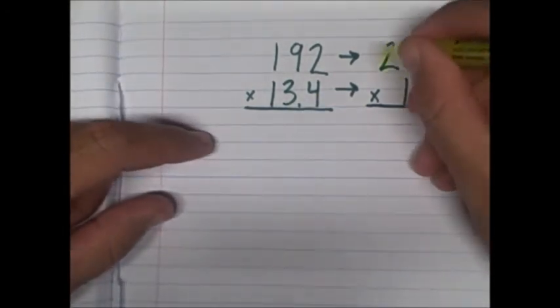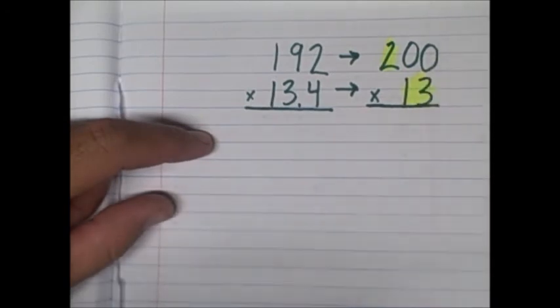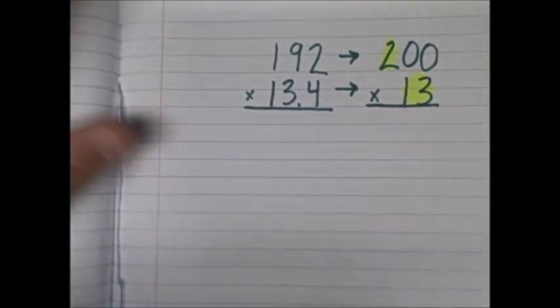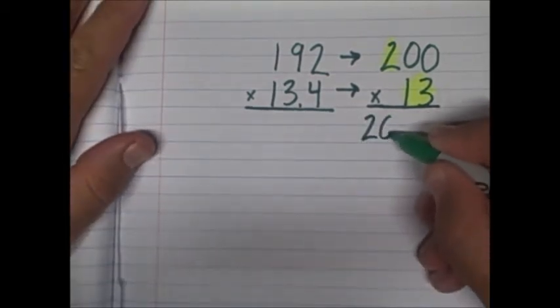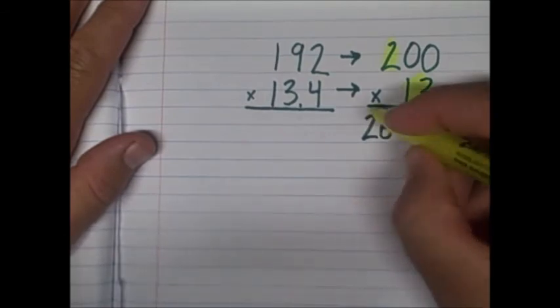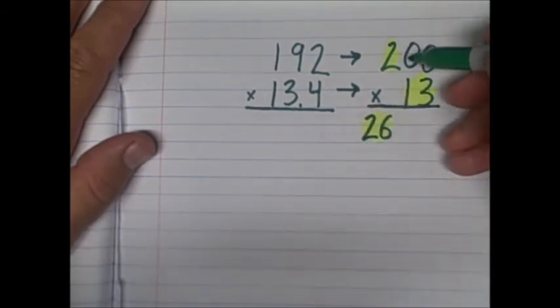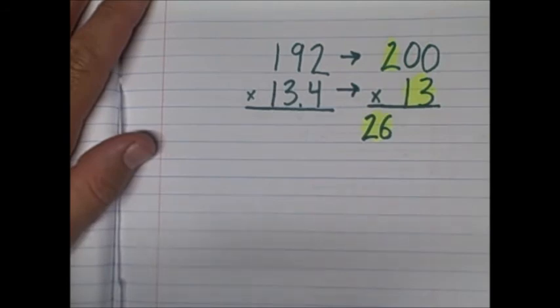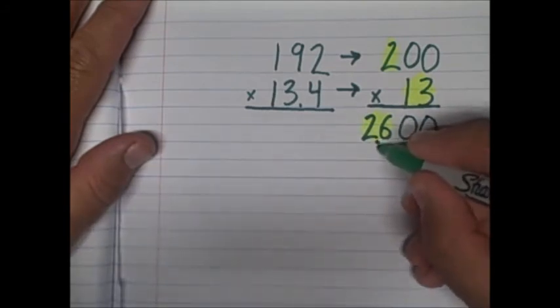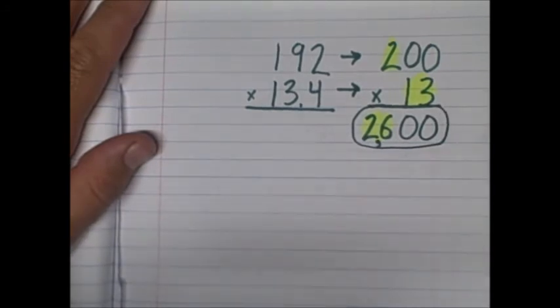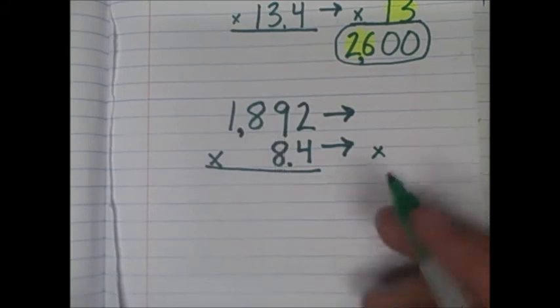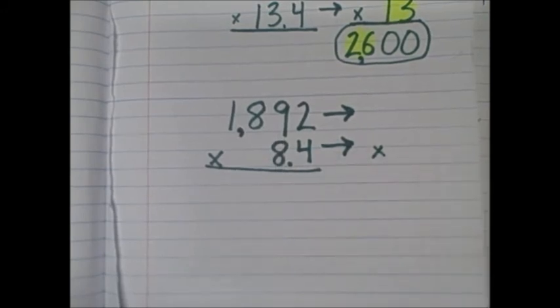Now logically, this is easy to do, even though you wouldn't consider it a basic fact. Multiplying anything by 2 is a piece of cake. So of course the basic fact would be 2 times 13 equals 26. 1, 2 zeros in my factors combined, 1, 2 zeros in my product, place my decimal point, my estimated product would be 2,600. Now you try this example. Pause the video while you work and unpause when you're ready to check your answer.